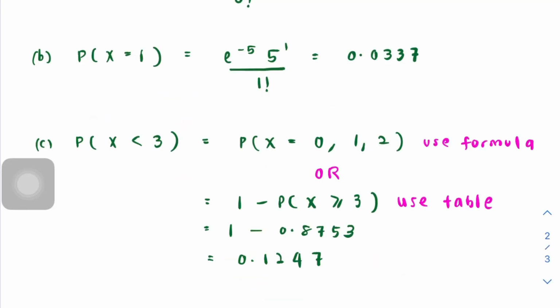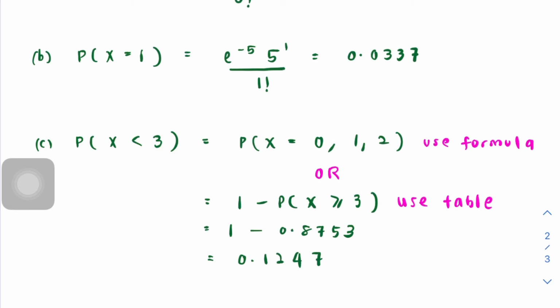Okay, look at the last one. Part C, less than 3 bacteria. So this is the symbol, P(X less than 3). If you are using the formula, you have to calculate 3 times, which is X equal to 0, plus X equal to 1, plus X equal to 2, using the Poisson formula.